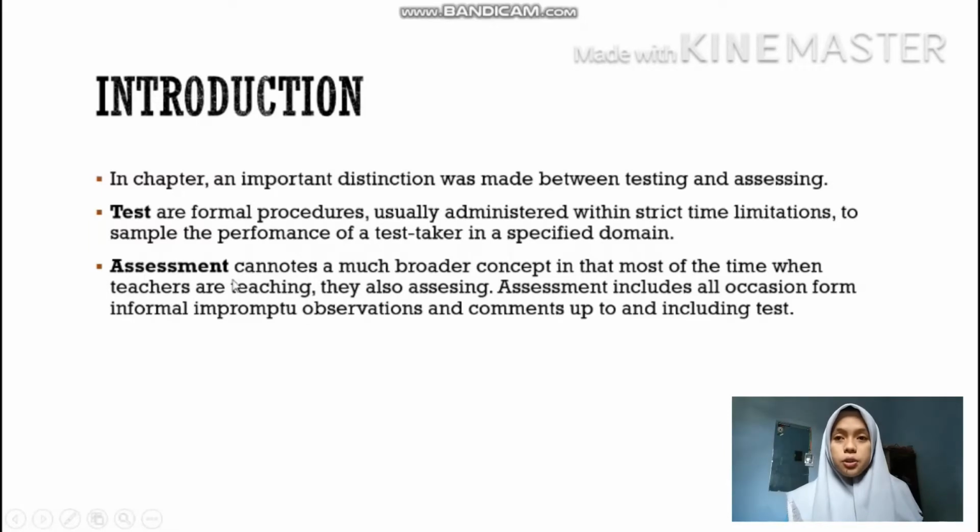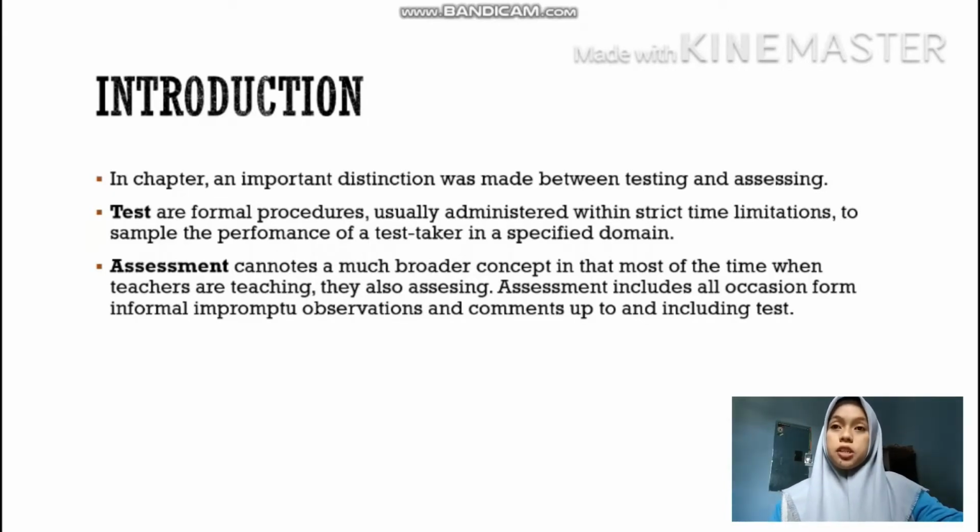Tes dibagi menjadi dua type, yaitu formatif dan sumatif. Formatif itu terjadi di pertengahan pembelajaran, seperti kuis, project, ulangan harian, dan lain sebagainya. Terus yang sumatif itu terjadi di akhir pembelajaran, assessment of learning. Nah, ini seperti UAS, final exams.